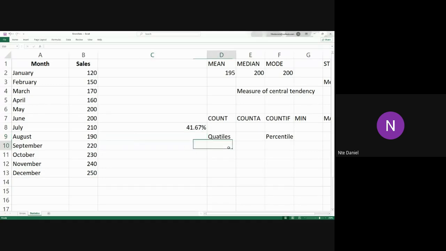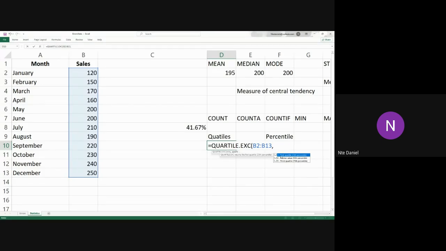So say I come here and I go equal to quartile. Let's go quartile.EXC, exclusive. That's 0 exclusive, 0 inclusive. Let's just go exclusive, right? And I say what's going to be my array, and I highlight this. What is going to be my quartile? Comma. Let's go. So we have 1, which is the first quartile. The first quartile also represents the 25th percentile. The second quartile, which is the median value, represents the 50th percentile, and the third quartile represents the 75th percentile. You can see the percentile right here.